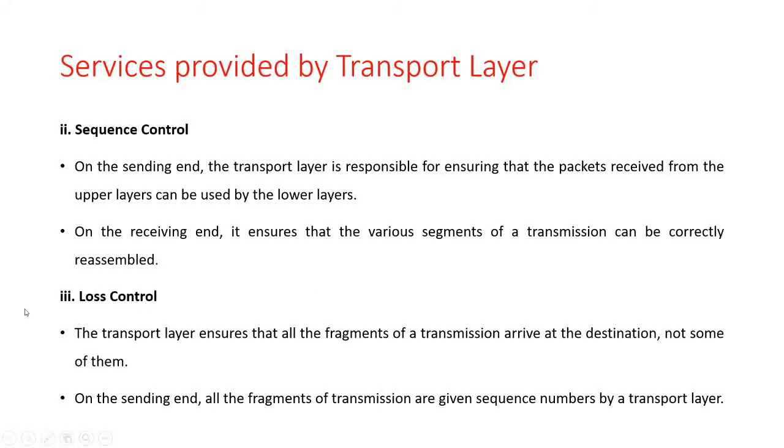Okay. The next one is loss control. Loss control is the third aspect of reliability. The transport layer ensures that all the fragments of a transmission arrive at the destination, not just some of them.